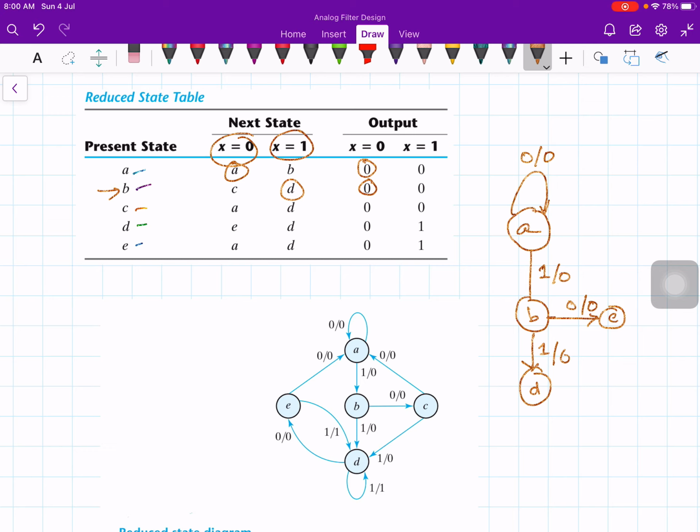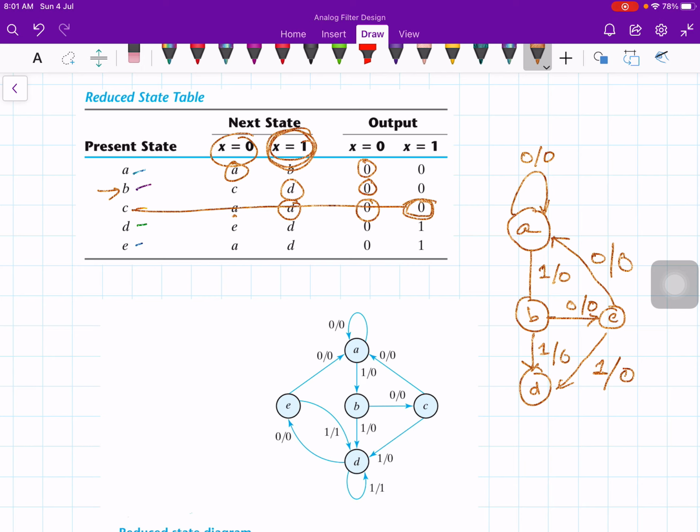Now take state C. State C, if the input is 0, you move back to state A. Input is 0 and output also 0, 0 by 0, move back to A. Right? And in the state B, if the input is 1, you move to state D. When the input is 1, what is the output? You look at here. Output is 0.